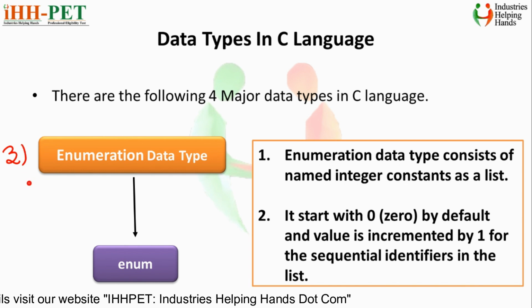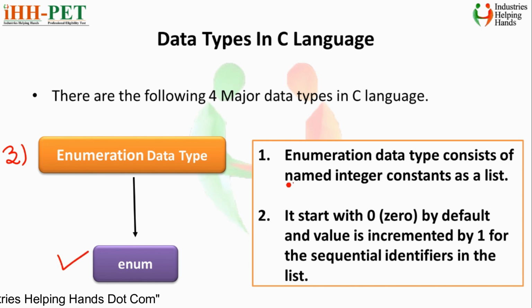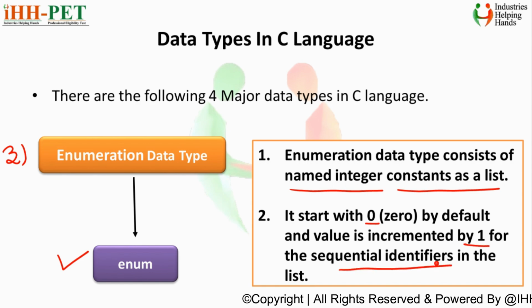The third category of data type which we are using is the enumeration data type. It is denoted by enum. An enumeration data type consists of a list of named integer constants, and it starts with 0, and by default the value is incremented by 1 for the sequential identifiers in the list.